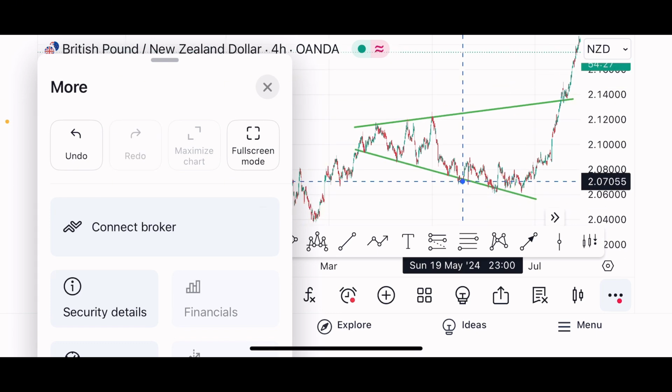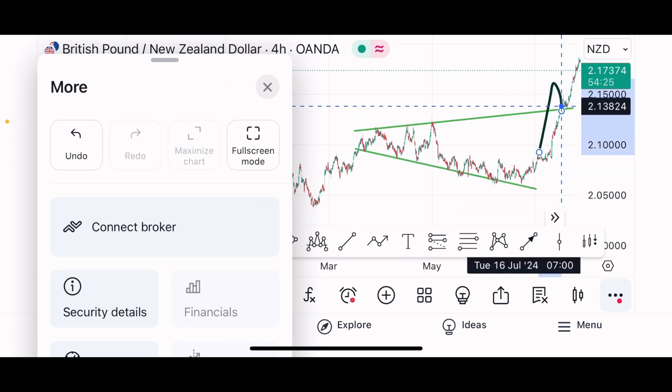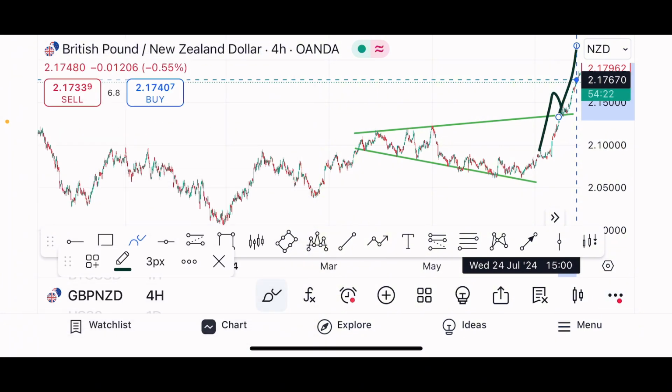So guys, this is basically an expanding channel, and it works the same way for a bearish channel. So this is a bullish channel. As you can see, it broke, retested, and created a very strong impulse towards the upside.